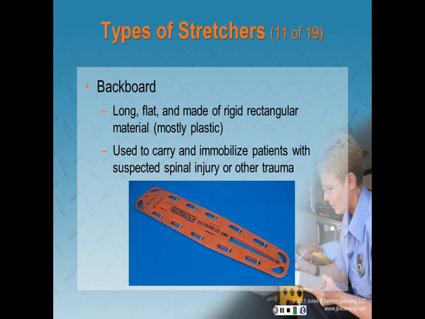A backboard. Long flat boards are made of rigid rectangular material. They used to be made of wood. We've gotten away from wood and gone into these types of plastic or fiberglass, and this is so that it doesn't absorb blood or body fluids. They're used to carry and immobilize patients with suspected spinal injury or other multiple traumas.